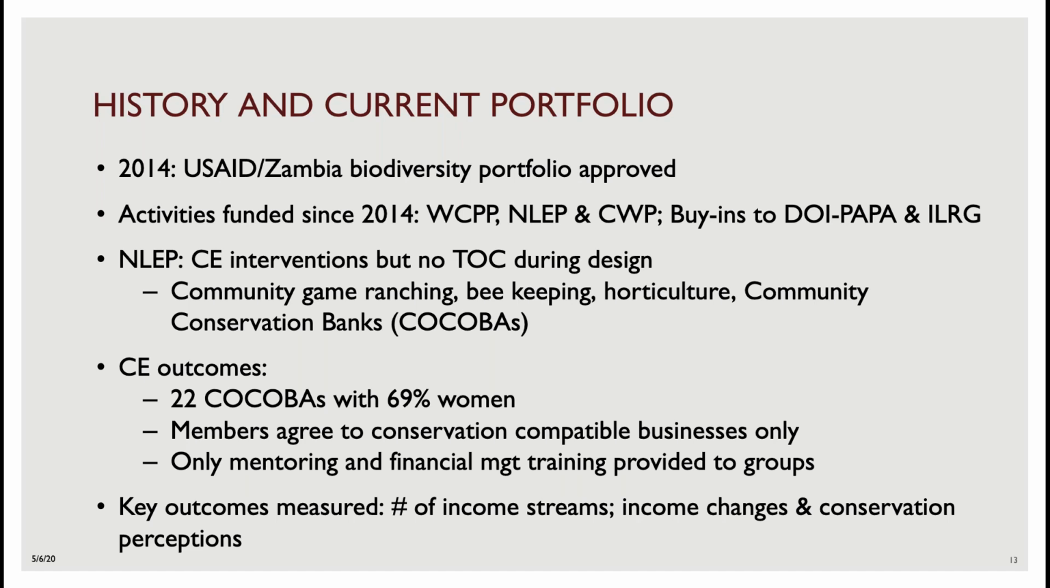Members of these groups had to agree to only invest in conservation compatible businesses with the monies that they made. The project only provided mentoring and financial management training for these groups. These groups were not given any seed money to start up, just the knowledge and capacity building of how to do it, how to document, and how to allocate the funds and the lending. So no seed money was provided. Everything they've been doing, the monies that they've been raising, is money from the communities themselves.